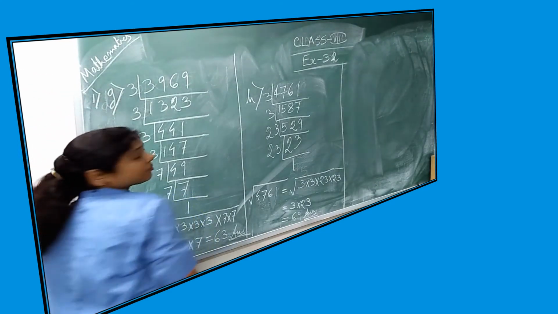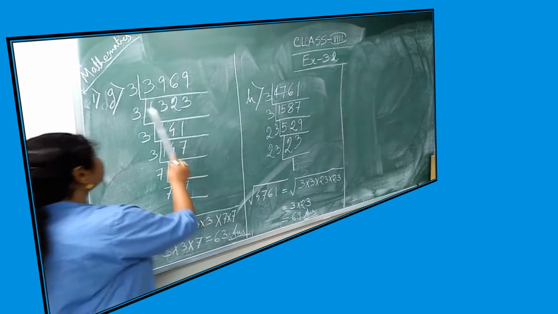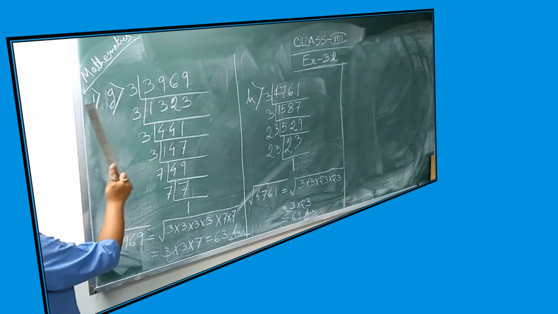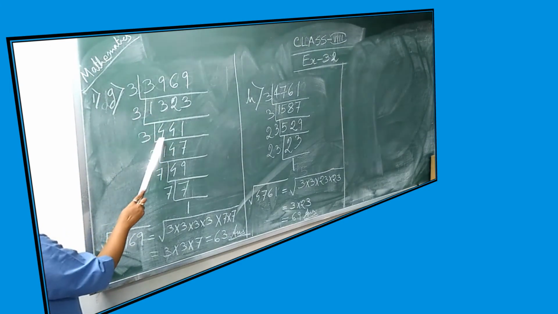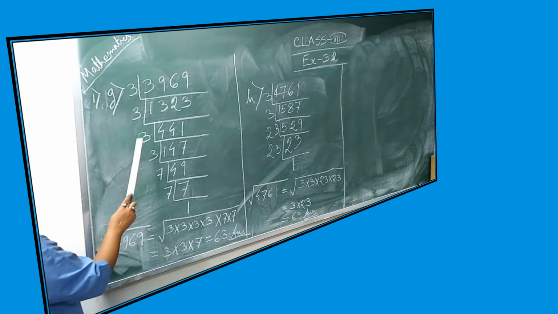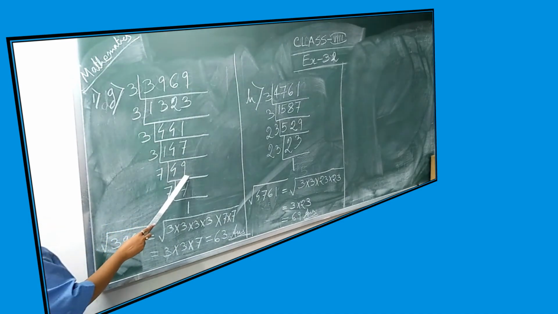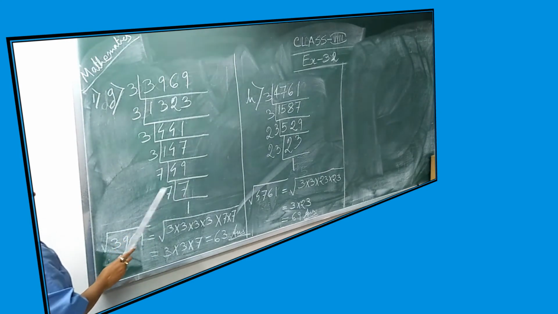Now, number G. 3969. By 3 it is coming 1323. Again by 3 it is coming 441. Again by 3 it is coming 147. Again by 3 it is coming 49. By 7 7. By 7 1.